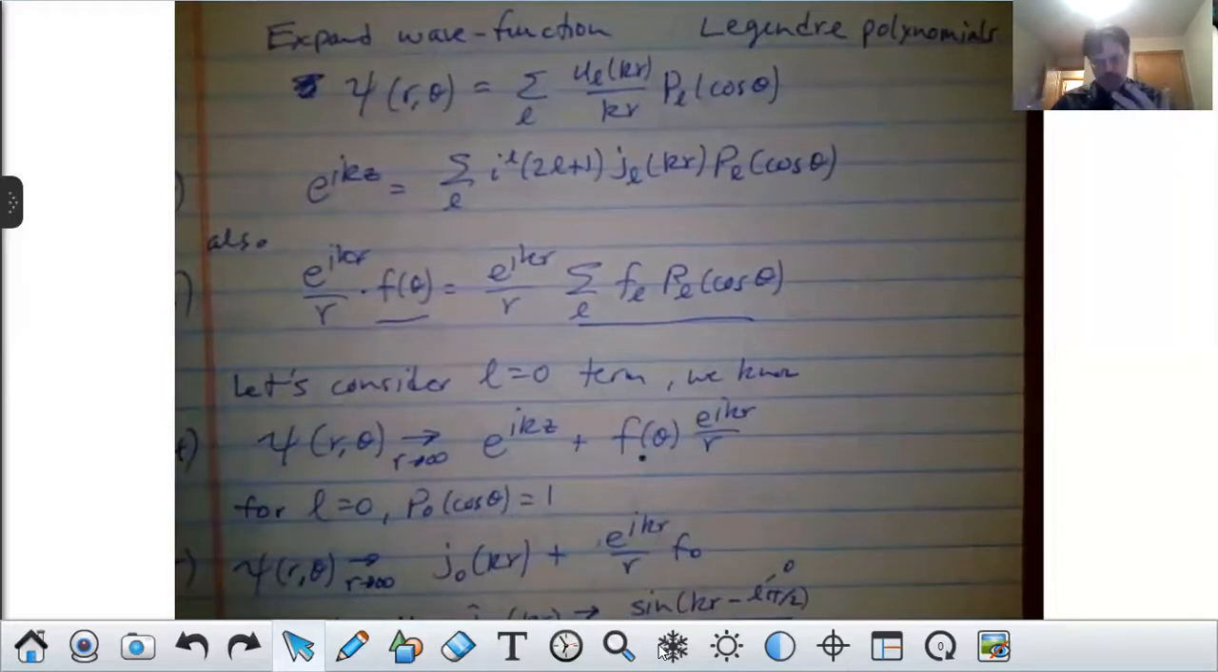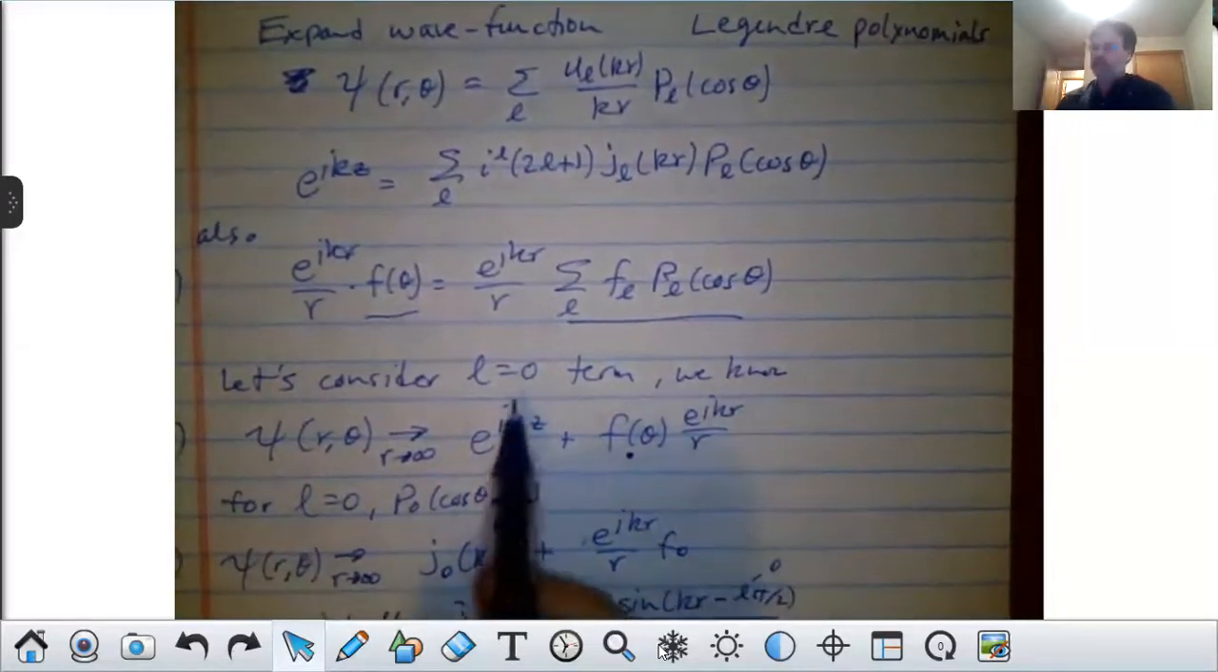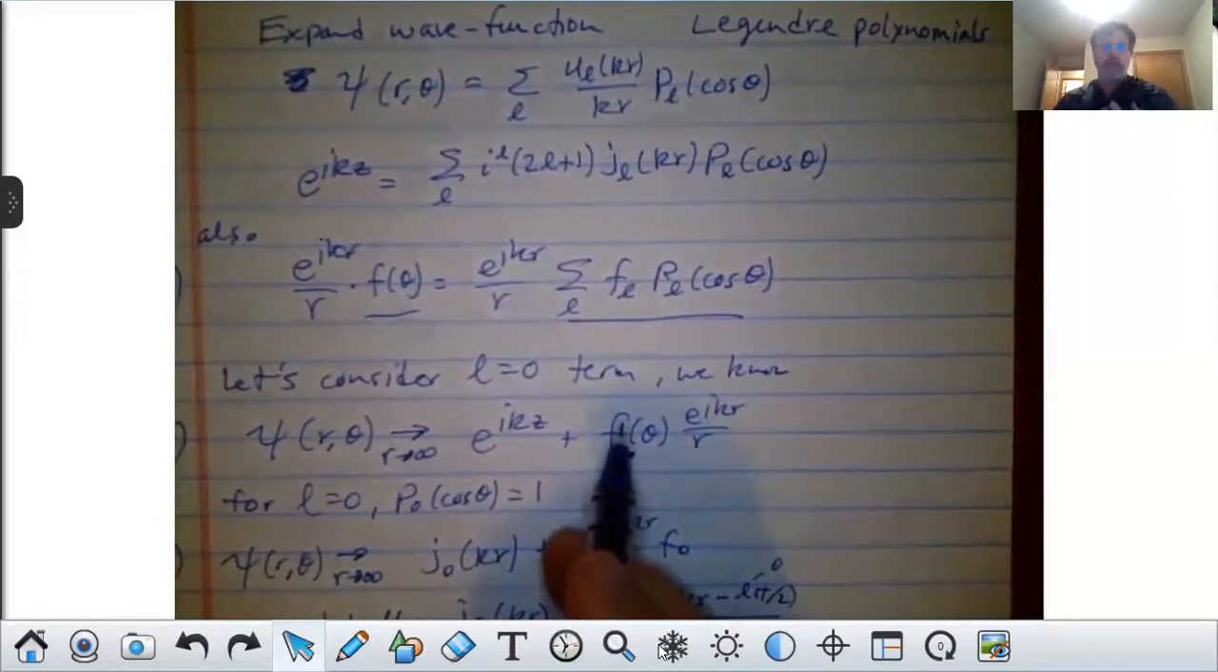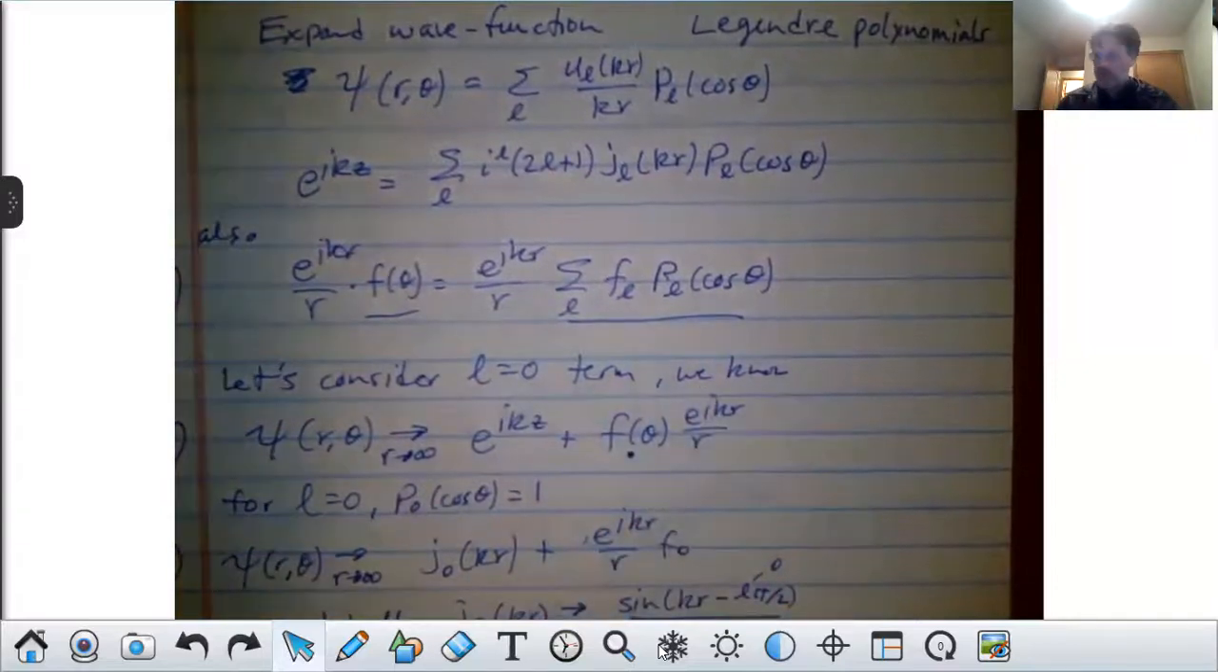Now, again to make things simpler, I'm going to consider in detail only the L equals 0 case, only the L equals 0 term or the S wave. It's often referred to as the S wave or S partial wave. Now you can go through all the details for the other waves, and in general you get a similar result. But again, I don't want to dwell on the detailed algebra and mathematics.